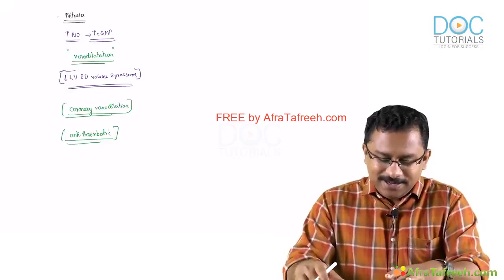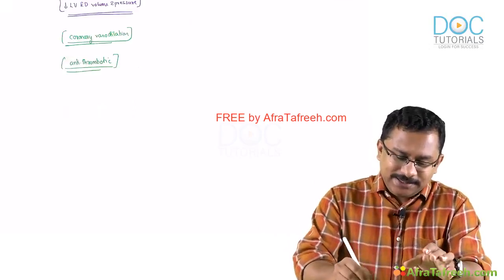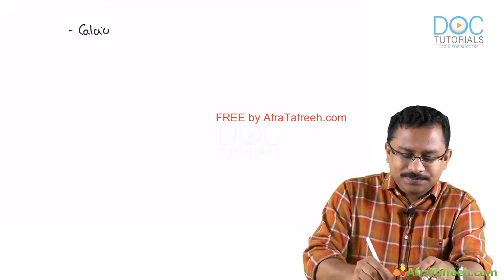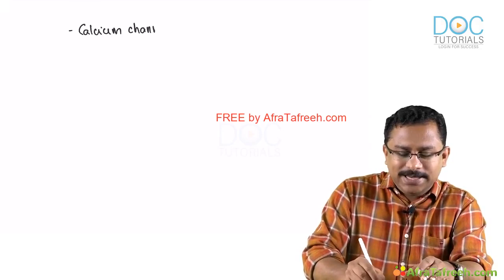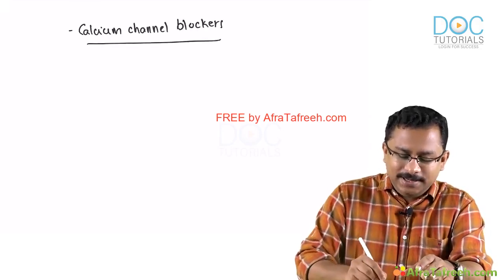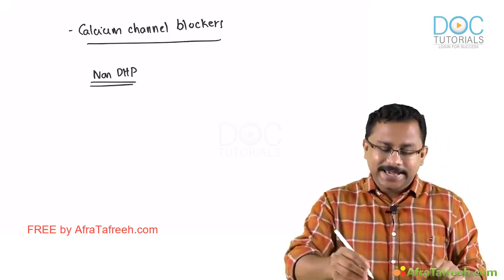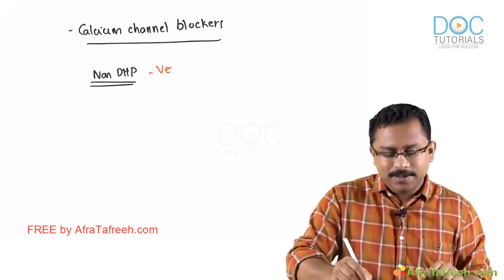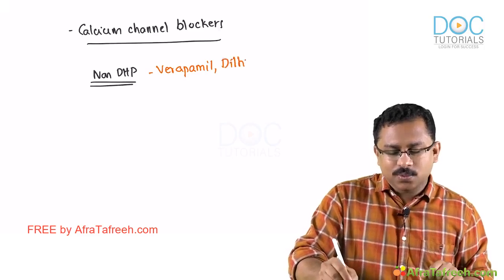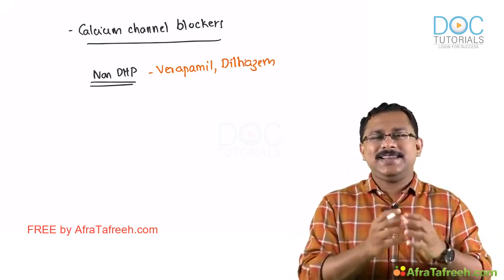Now we have learned about the beta blockers, antiplatelets, and nitrates. Next is the role of calcium channel blockers. In chronic stable angina, you can go for the non-dihydropyridine calcium channel blockers like verapamil and diltiazem, which would again decrease the cardiac contractility as well as decrease the heart rate.